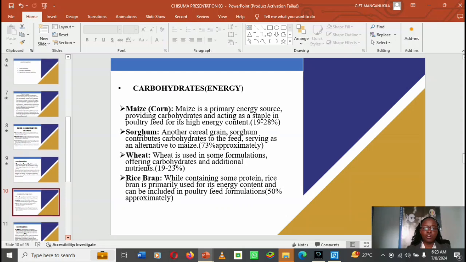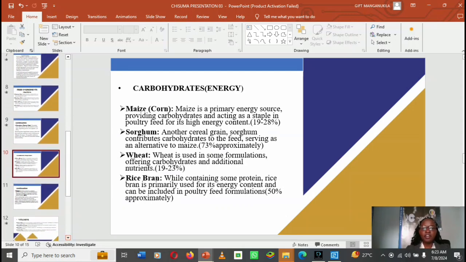Okay, so we go to carbohydrates. Carbohydrates, we have maize, sorghum, wheat, rice bran. For these carbohydrates, it's energy that they are giving to us. Now if you're going to use maize, you need to understand that it has about 19 to 28% of the carbohydrate content. So even as you're going to select, if you select maize with good quality, after taking it for analysis, you'll be able to find that it is even at 28%. Then that is very, very good quality.